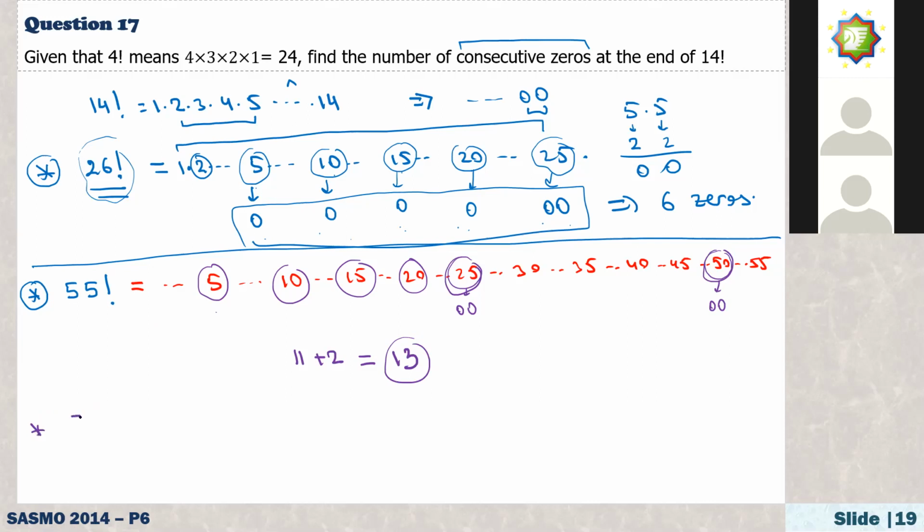How many zeros are there at the end of 76 factorial? Let's say it is 76 factorial. How many? Wait, please.